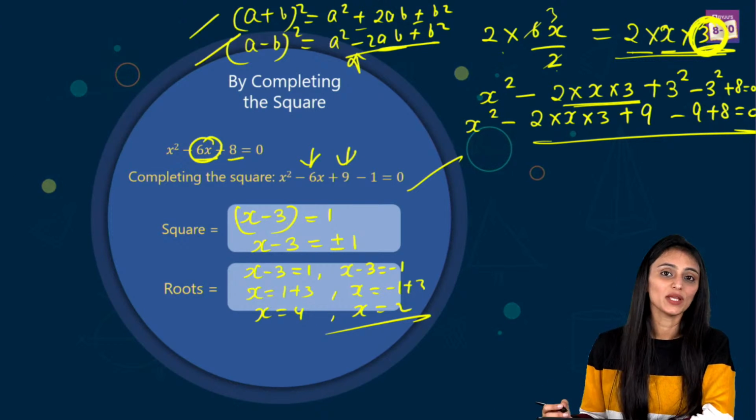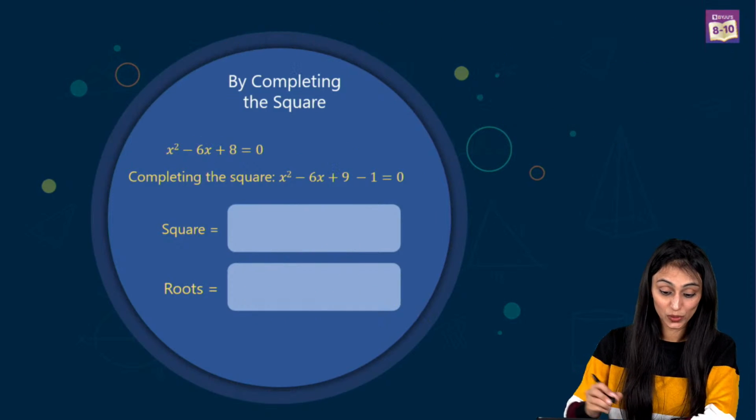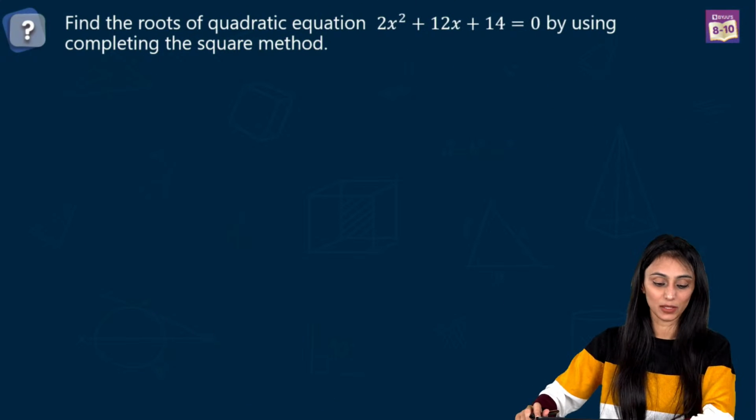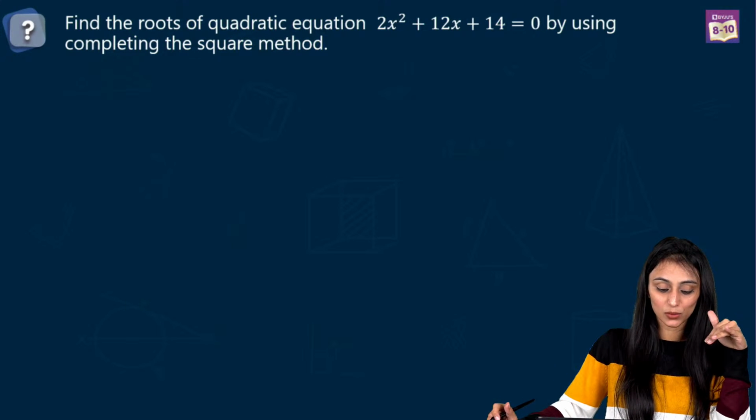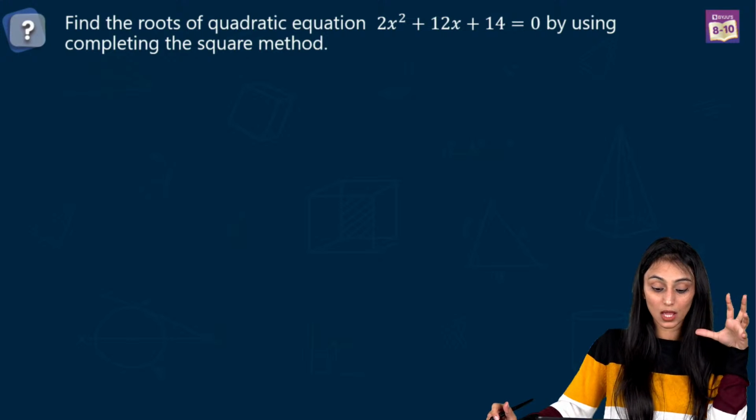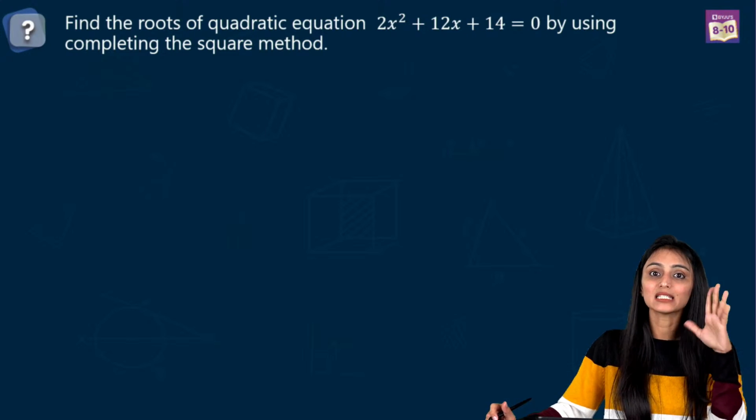Alright, so that's how we can find it out. Now let's try out a question. We will be solving that using the completing the square method. So find out the roots of the quadratic equation 2x square plus 12x plus 14 equal to 0 by using the completing the square method. Whoever has confusion, please pay attention now.